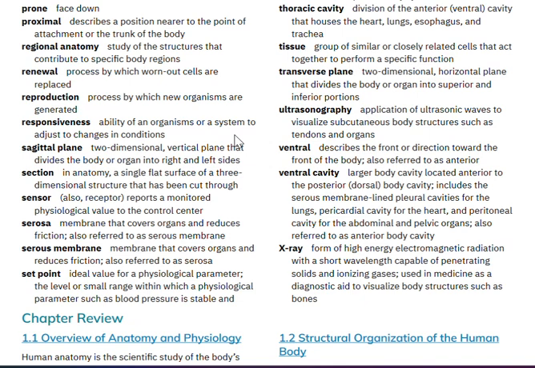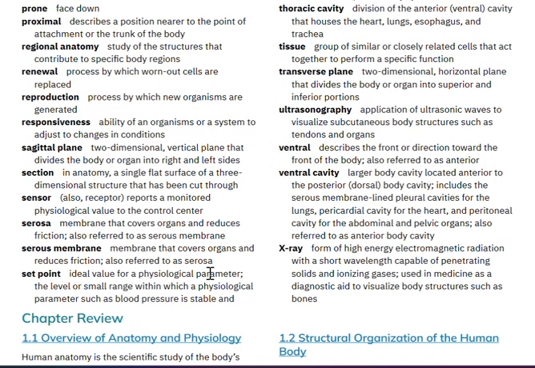Sagittal plane, two-dimensional vertical plane that divides the body or organ into right and left sides. Section, in anatomy, a single flat surface of a three-dimensional structure that has been cut through. Sensor, monitors physiological values for the control center. Serosa, membrane that covers organs and reduces friction, also referred to as serous membrane.